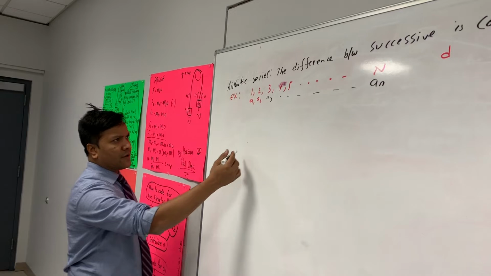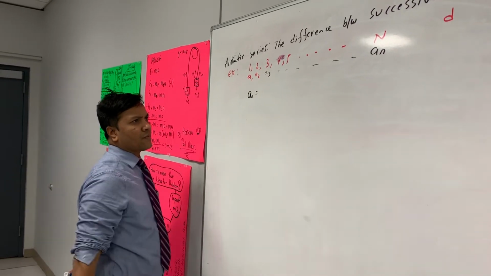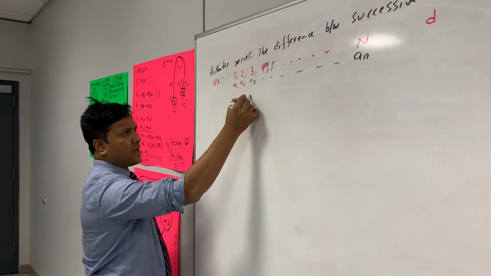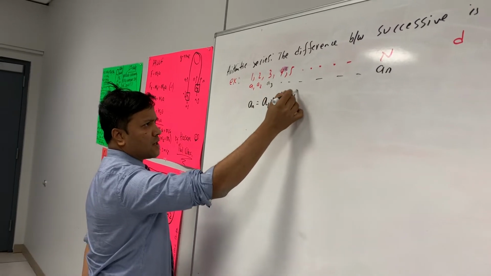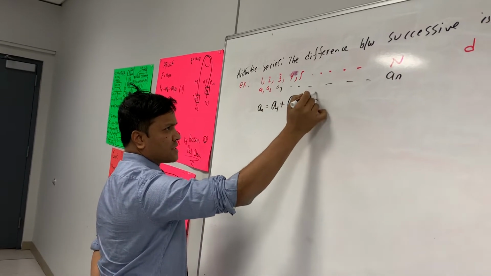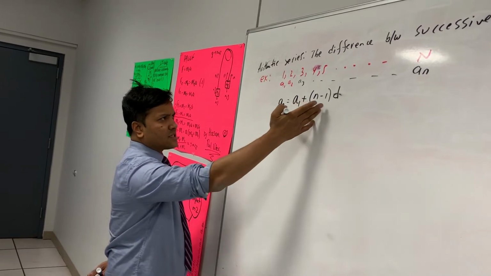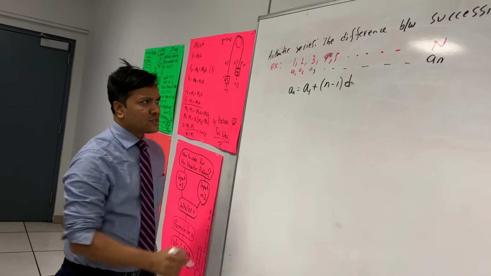So now we're gonna create a formula. So An is equal to A1 plus n minus 1 times D. So the D is the difference between the first term and the second term. So this is the formula.